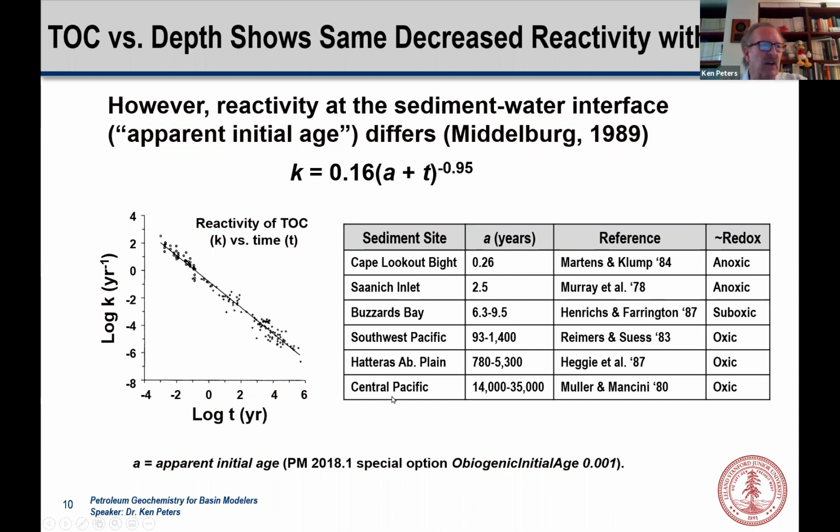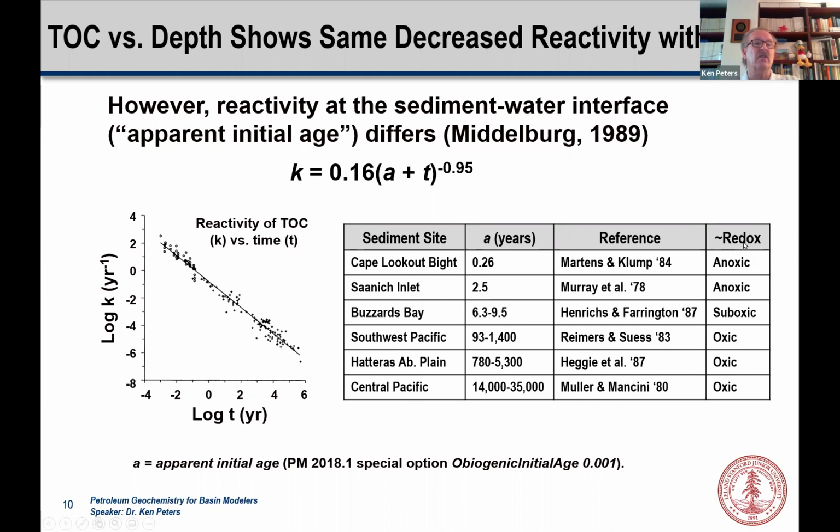On the other end, we've got the Central Pacific, or the Hatteras Abyssal Plain. These are extremely oxic sediments, and the water column above them is oxic. Very little organic matter ever gets to the bottom in the middle of the Central Pacific, or the Hatteras Abyssal Plain. It's all oxidized before it gets down there. Here you get pretty good preservation of organic matter in those sediments. And then intermediate is here.